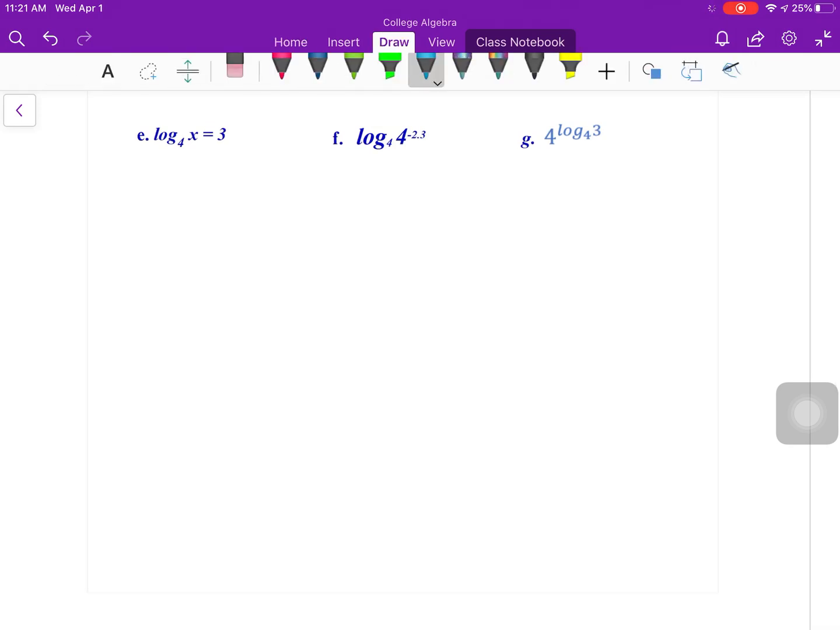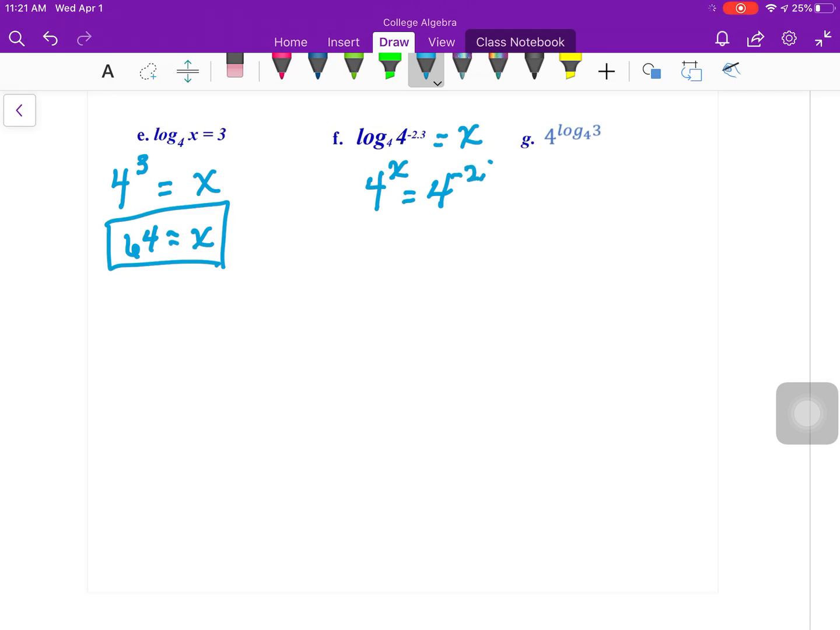All right, we have a few more here. This is already equal. Base 4 to the power 3 equals the value x. 4 cubed equals x. Well, 4 cubed is 64. So x is 64. Next one. 4 to the x equals 4 to the negative 2.3. So x is negative 2.3.